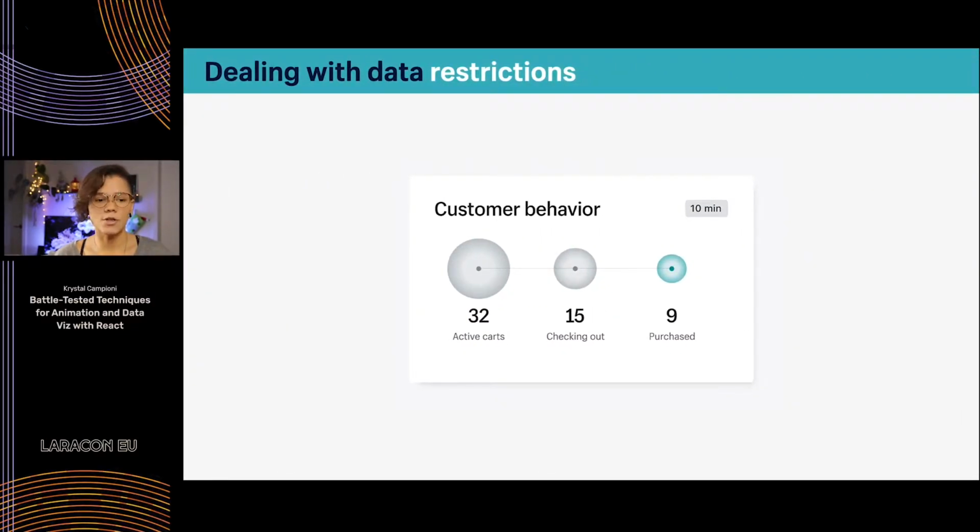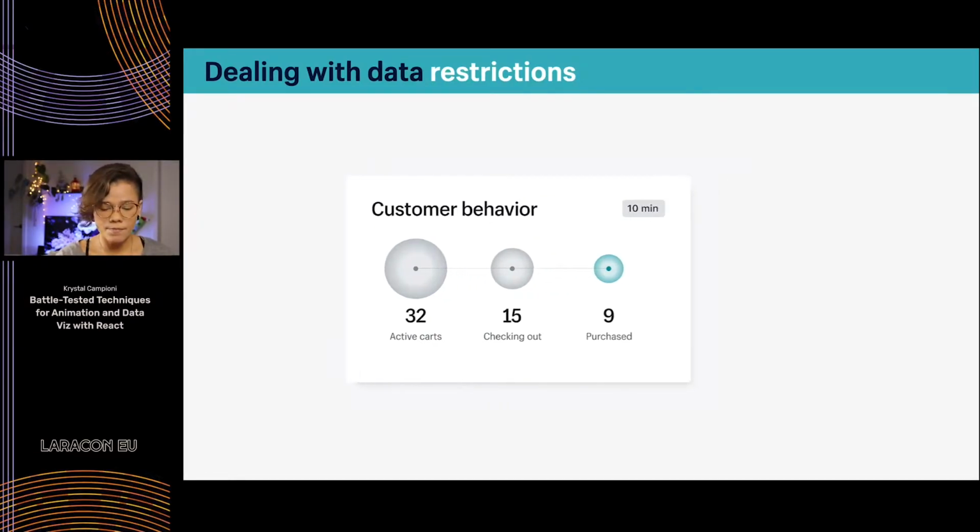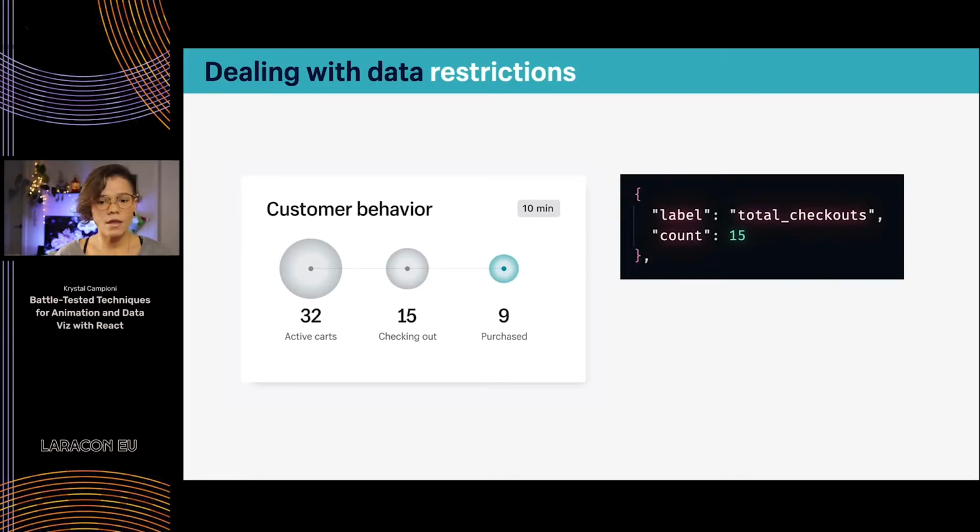This was our second draft, and I actually think that this one is much better. We have three circles with different sizes that are easy to compare, so we can quickly, at a glance, see if we have more visitors with active cards or people that already purchased something. We can make it work with our data as well.